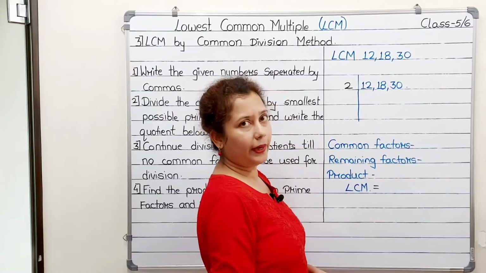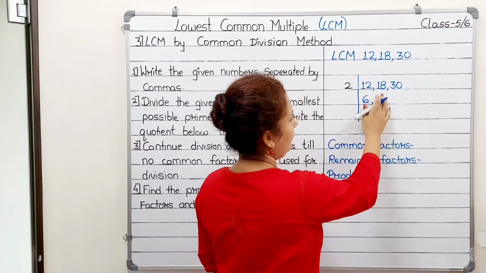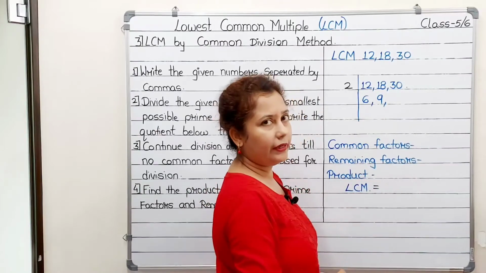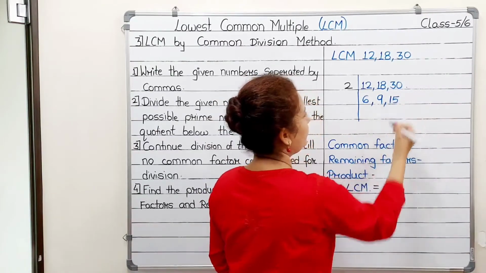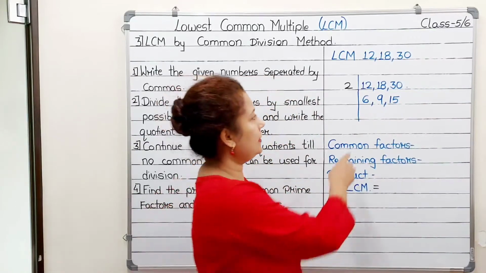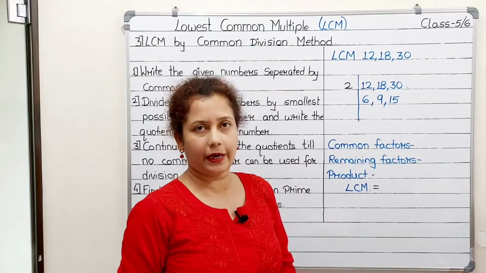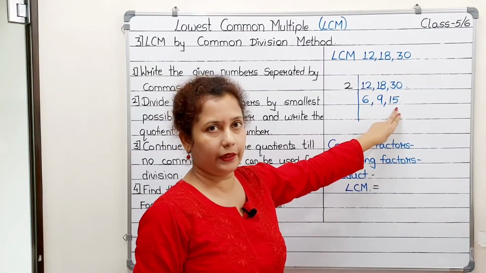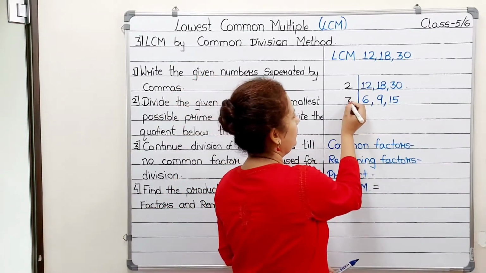So here when we divide 12 by 2, we get 6 as the quotient. When we divide 18 by 2, we get 9 as the quotient. When we divide 30 by 2, we get 15 as the quotient. Now here 6 is divisible by 2, but 9 and 15 are not divisible by 2. But all these three numbers are divisible by 3. So we will take 3 as the next prime number.